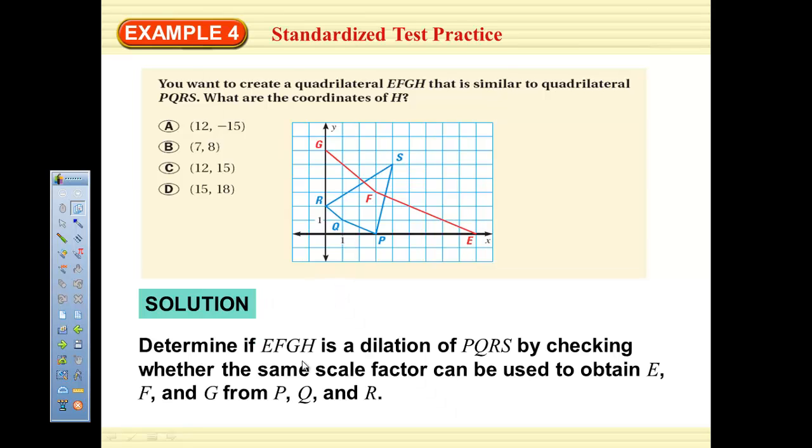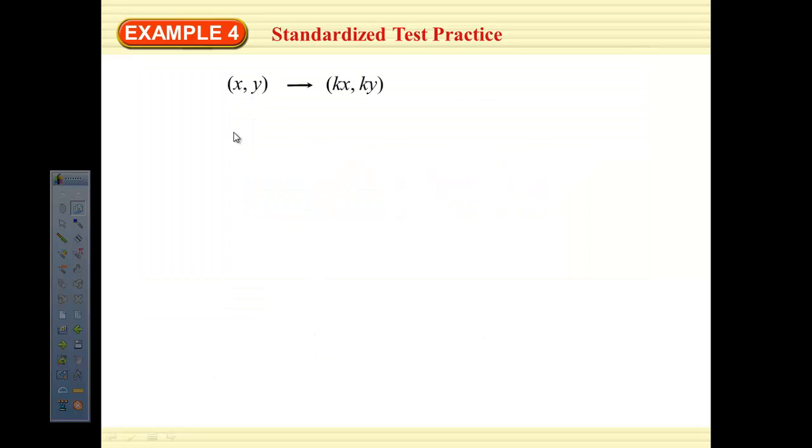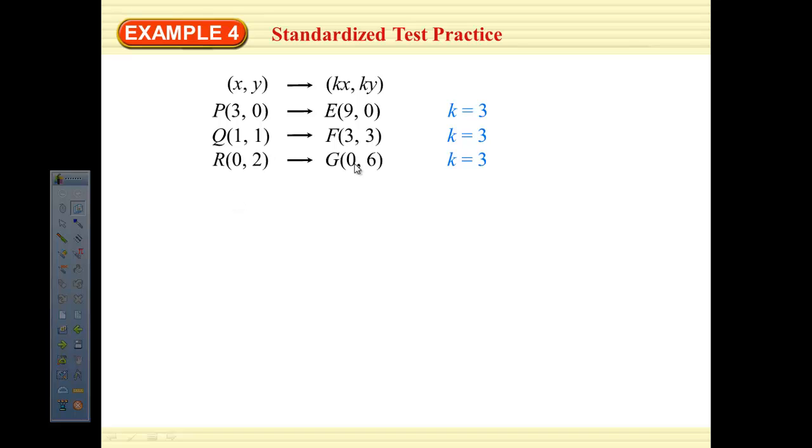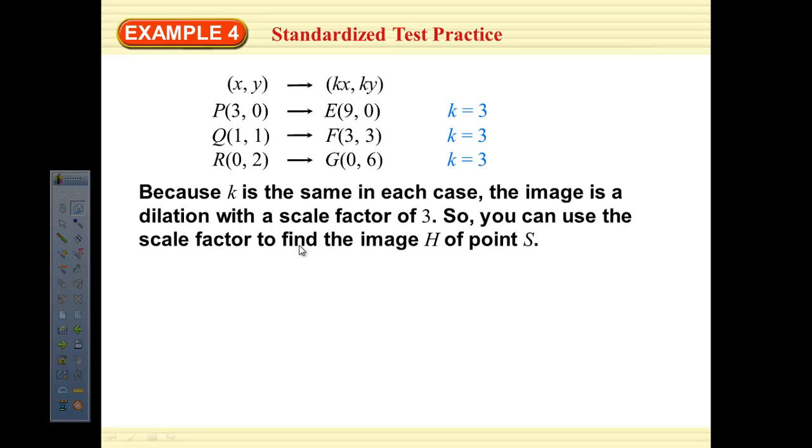And again, they kind of explain it a little bit more in detail, but we can find the distance from 0, 0 to any of those points, so 3, 0 would become 9, 0, 1, 1 would become 3, 3, and 0, 2 would become 0, 6, and finally, since the scale factor is 3 here, we would just do the same thing for 4 comma 5 would become 12 comma 15.